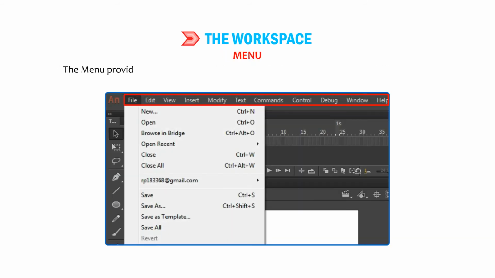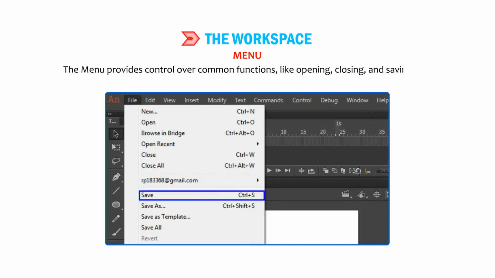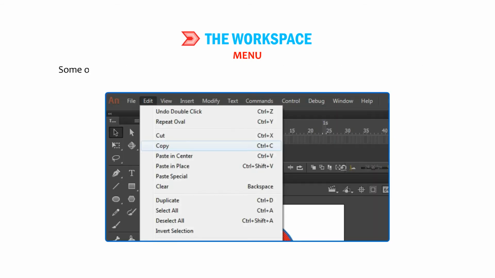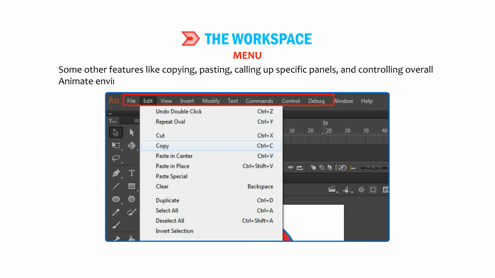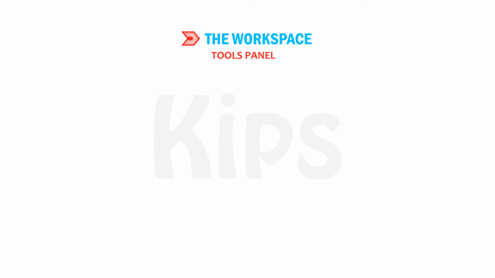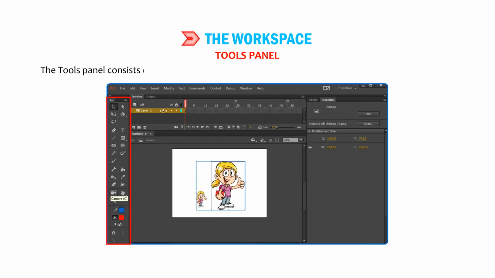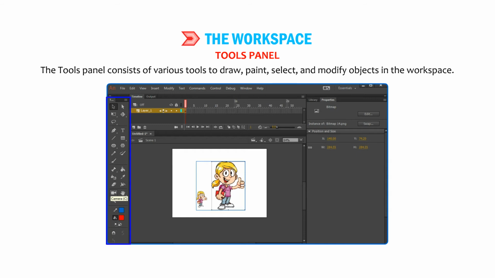Menu. The menu provides control over common functions like opening, closing, and saving of a document. Some other features like copying, pasting, calling up specific panels, and controlling overall ANIMATE environment can be seen under Menu options. Tools panel. The Tools panel consists of various tools to draw, paint, select, and modify objects in the workspace.